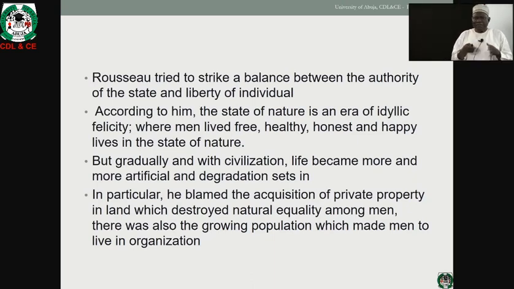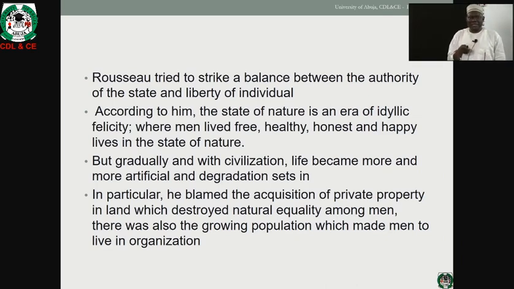Take note, a balance. Rousseau felt that to properly understand the principles behind the theory of social contract, there is need for you to strike a balance between the authority of the state and the liberty of the individual, because the two go together. He said you cannot separate one from the other.